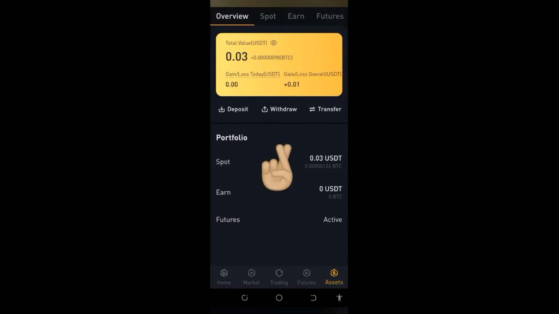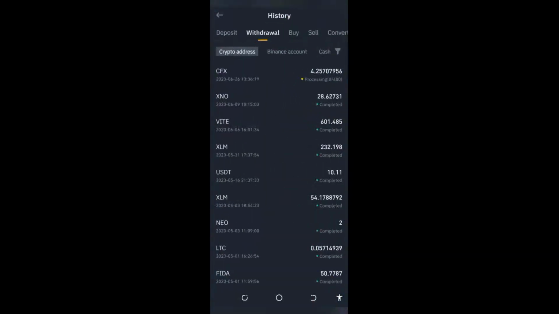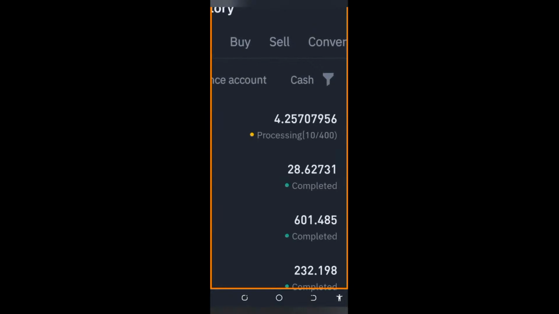I'm waiting. I'm hoping. I'm praying that this works, okay? Because that's going to be a sweet deal, okay? Someone say sweet in the comments. Sweet. Let's keep our fingers crossed. Currently, it's still looking like it's processing, okay? So we're still seeing the processing going on. We've gotten 10 out of 400 confirmations. Interesting. I don't know how long this is going to take.